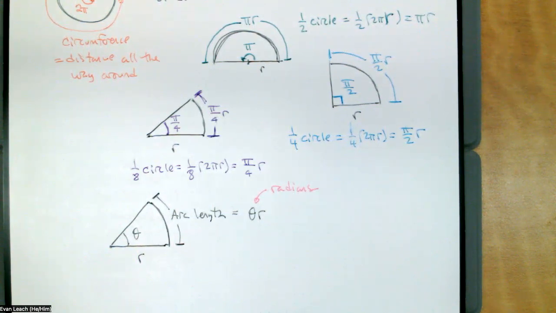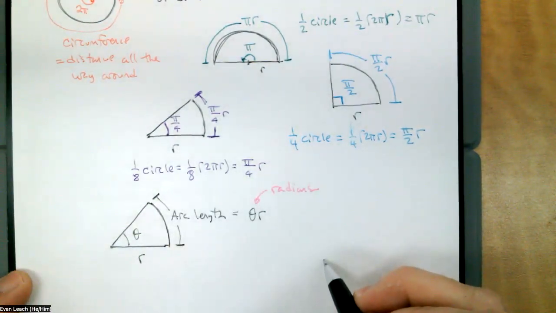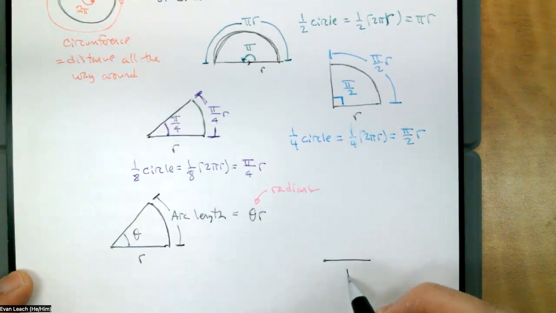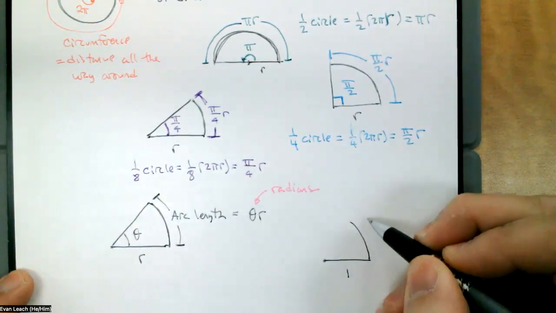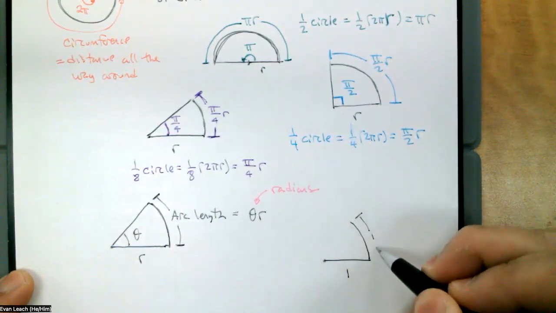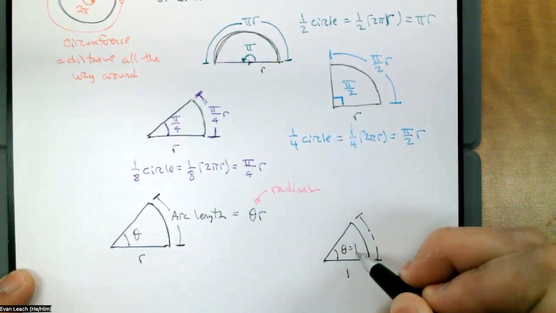Right. And so when we have on a unit circle, our arc length, how much of the circle is there, is just going to be the radians. This is why radians are the way they are. So on a unit circle, radius 1, arc length 1. This angle is 1 radian.